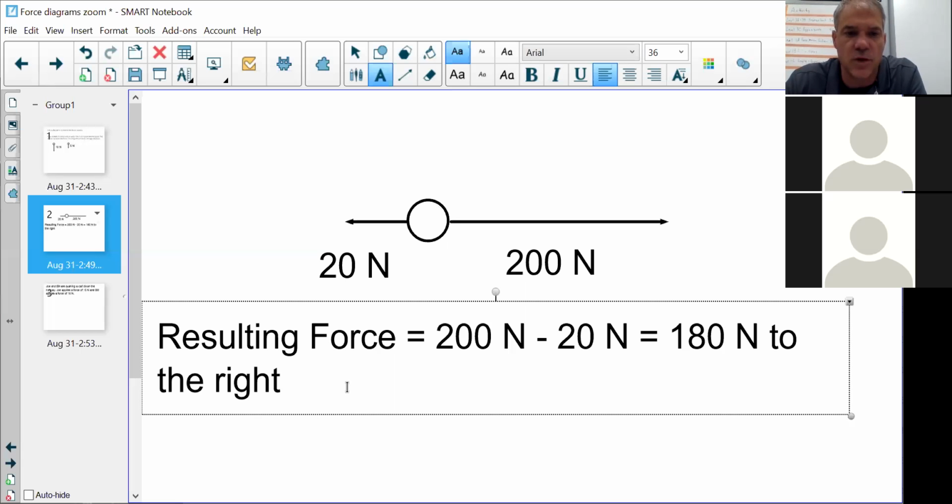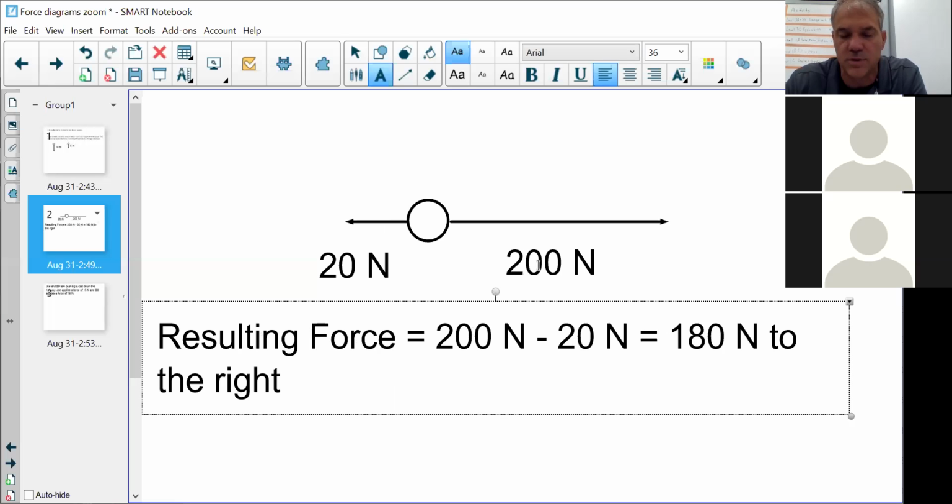Now, sometimes with these force diagrams, we're going to ask you to calculate the resulting force. All right, because our forces are in opposite directions, we are going to subtract them to get the resulting force. So you can see down here, I typed out the resulting force equals 200 newtons minus 20 newtons, and that equals 180 newtons to the right.